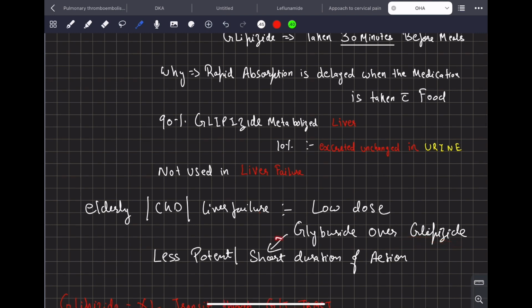The reason is because glyburide is less potent and has a very short duration of action compared to glipizide. If you have to choose a very low dose sulfonylurea in elderly, CKD or liver failure, you can choose glyburide or glibenclamide, alright, but not glipizide.